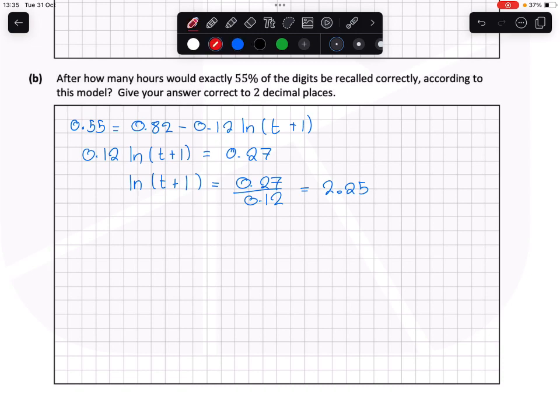Now, how do I get this t outside of it? Well, if you remember your rules of logs, I can raise e to the power of both of these, which will bring the logarithm inside here all the way down. So when we raise e to the natural log of t plus 1, that cancels it out. So the answer for this one would give you t plus 1. Whereas on the other side, we just have e to the 2.25. And now I just need to subtract 1 from both sides. e to the 2.25, subtract 1. So I get t is equal to 8.49 hours.